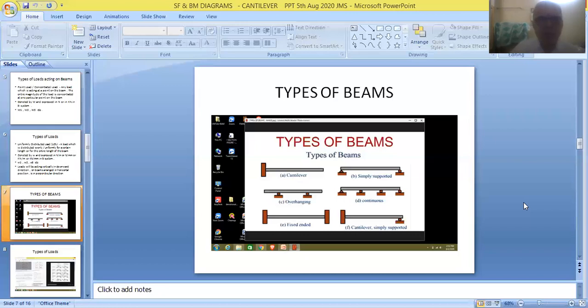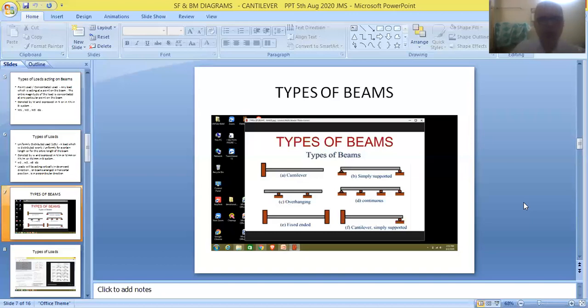And this beam is provided with supports at its ends. This is the left end of the beam and this is the right end of the beam. Both the ends of the beam are provided with supports. Therefore, it is called a simply supported beam.